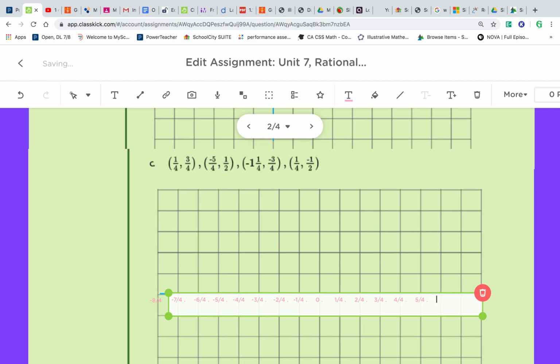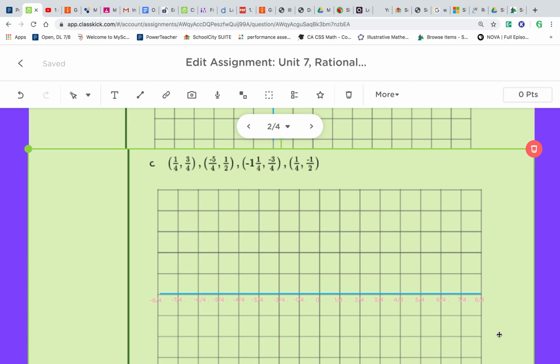5/4. 6/4. 7/4. And 8/4. Okay, so that's a lot. It's a lot of labeling, but it's important that you think about this because this is a whole another lesson in and of itself that you guys can think about as far as the value of these here. This is -2, and it's also negative 8/4. This is +2, and it's also 8/4.